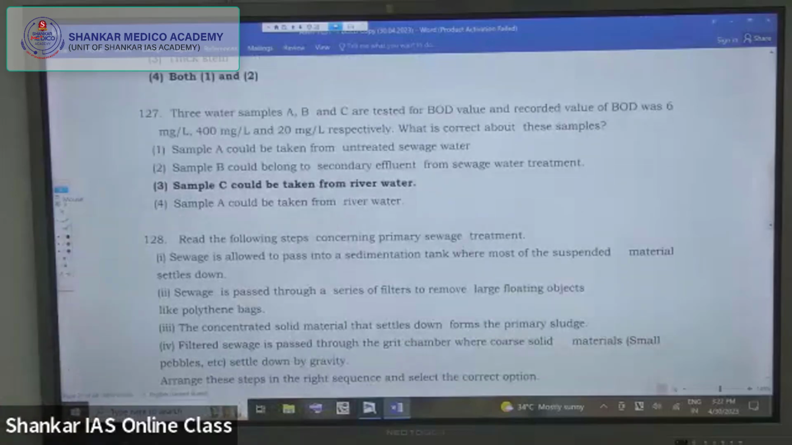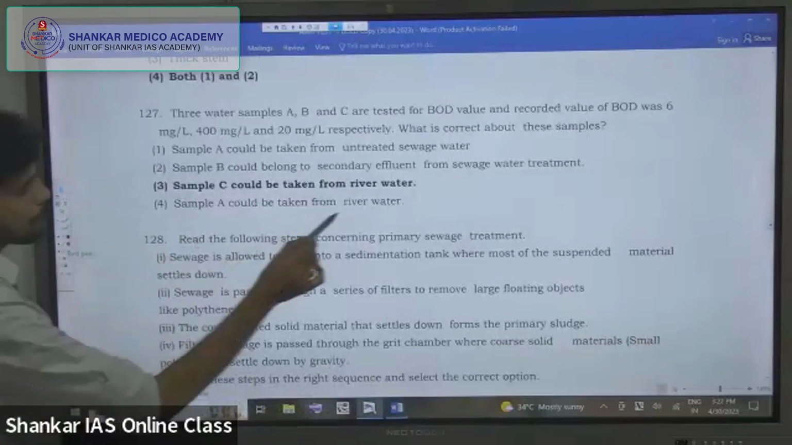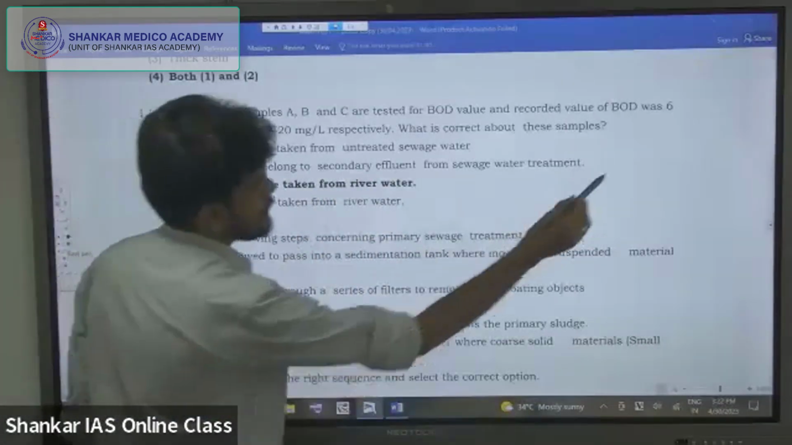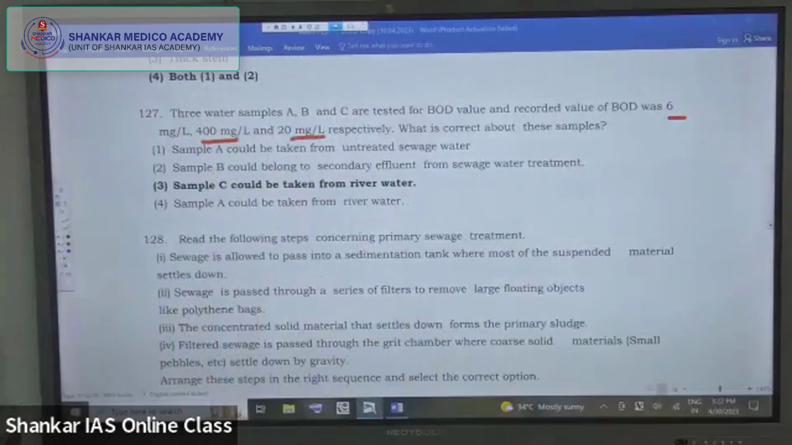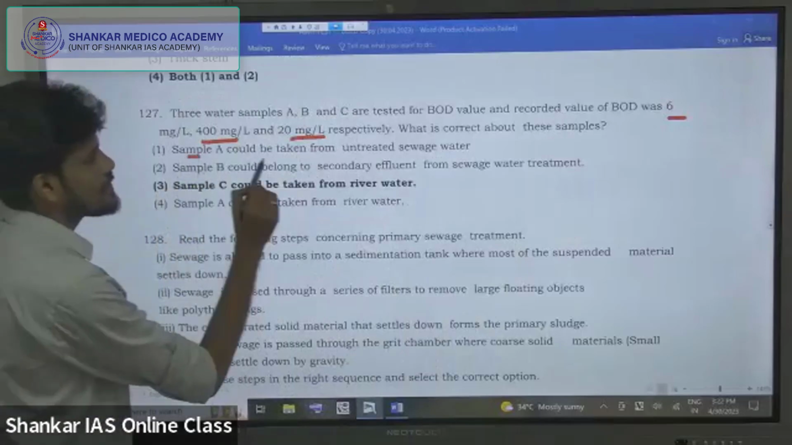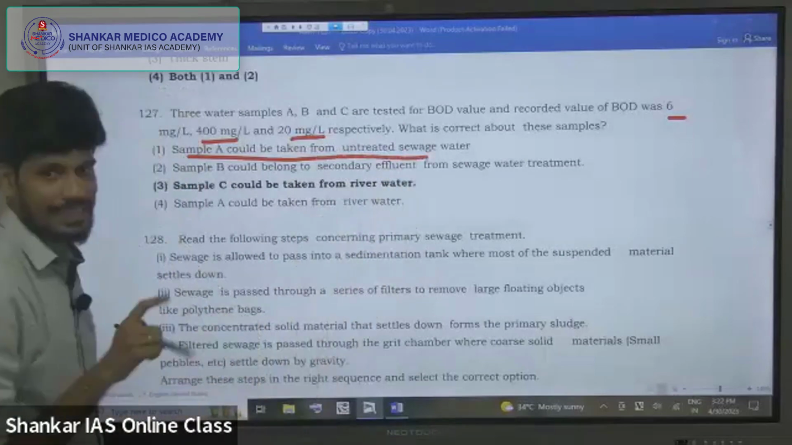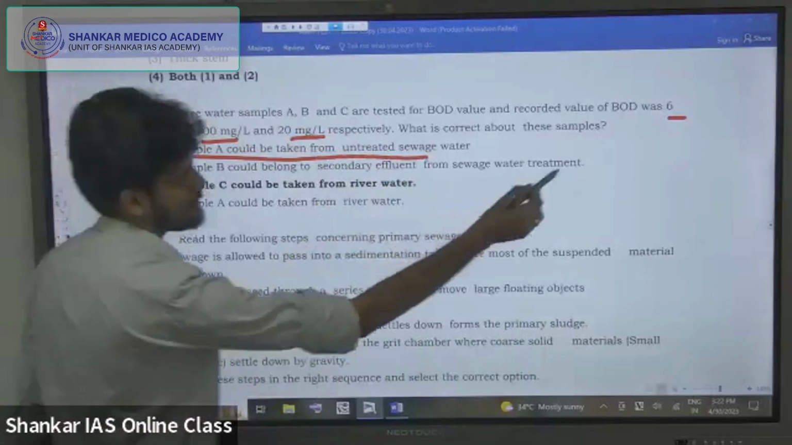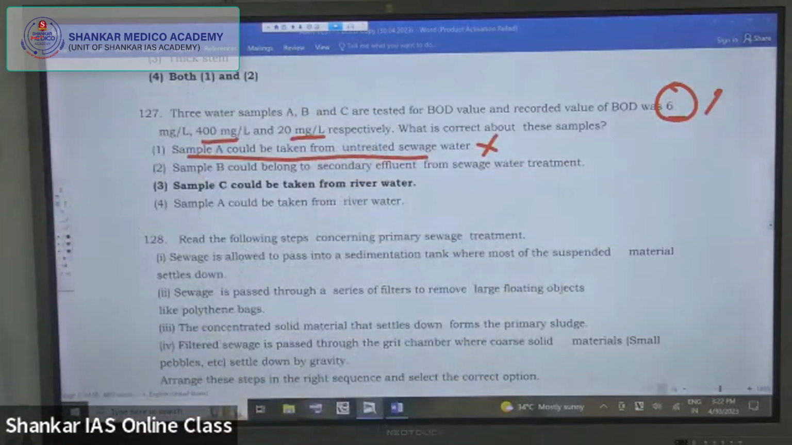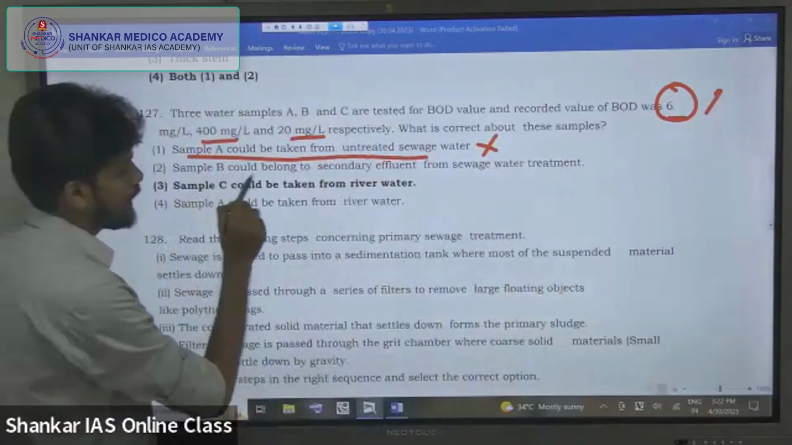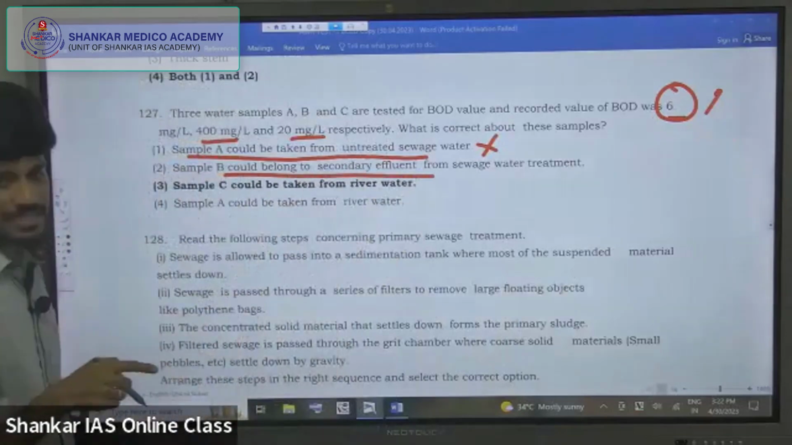And these are the three samples we have been given, A, B and C. The BOD value of sample A is 6, B is 400 and C is 20 mg per liter. BOD will be higher in untreated water. So here, sample A could be taken as the untreated sewage water. A is 6, which is a smaller value, so definitely this won't be a correct one. Sample B could belong to the secondary effluent from the sewage treatment plant.